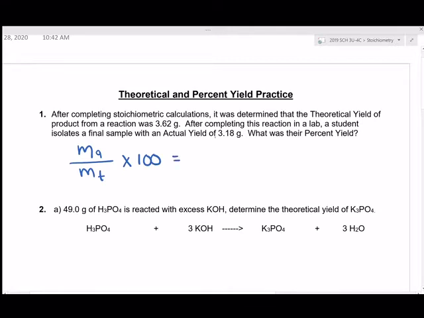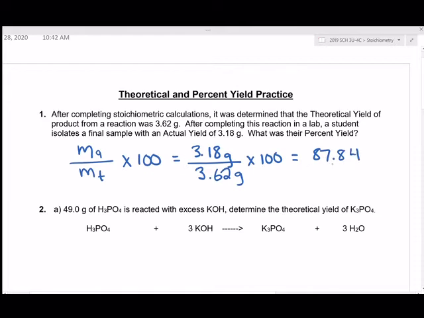So actually what you got was 3.18 grams because, perhaps you lost some in your glassware, that type of thing. And we're going to divide by what you should have got, your theoretical, and multiply by 100 because we do want it to be a percent.